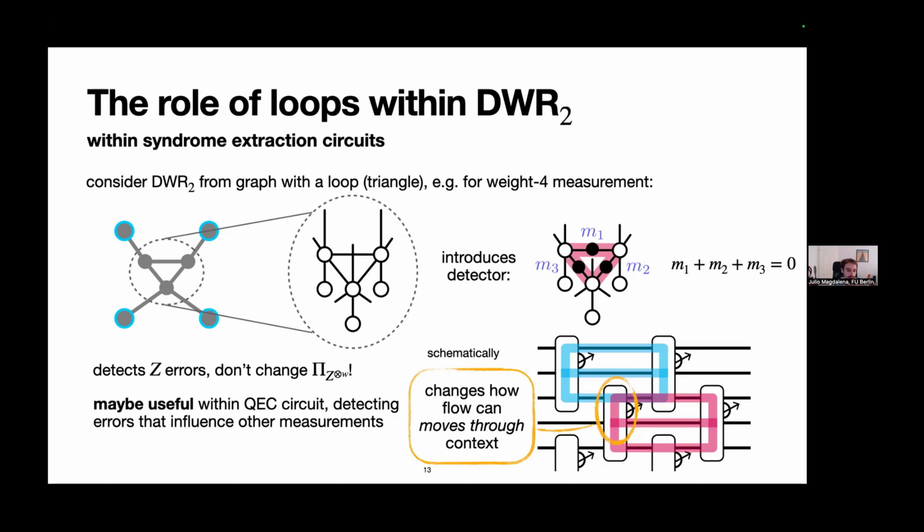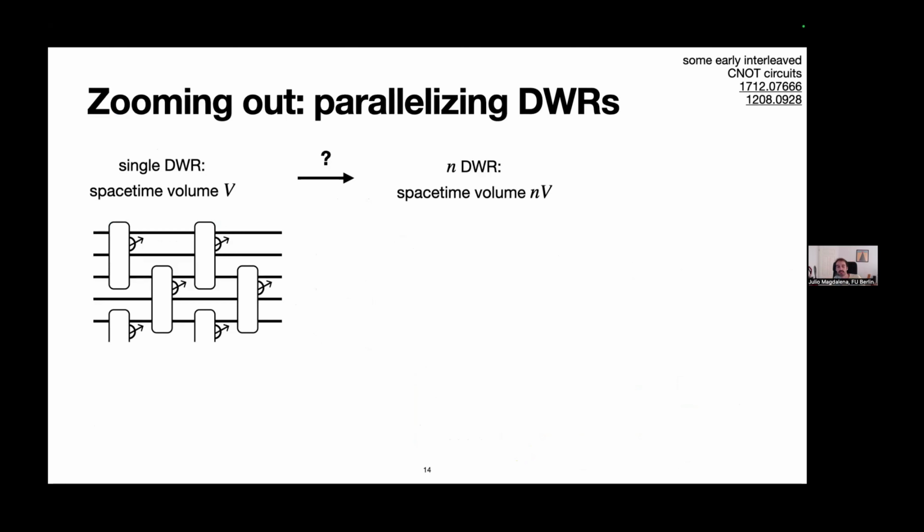Okay, so in the last 10 minutes, I want to zoom out a bit more and think about more general cases. If you have a circuit composed of many measurements, how much does it tell me that there is a space-time volume associated to a single measurement of a certain weight? You could think naively, well, if I have a single measurement with space-time volume v, then if I do n of them, I have space-time volume n times v. But that's actually not true, and it's far from that.